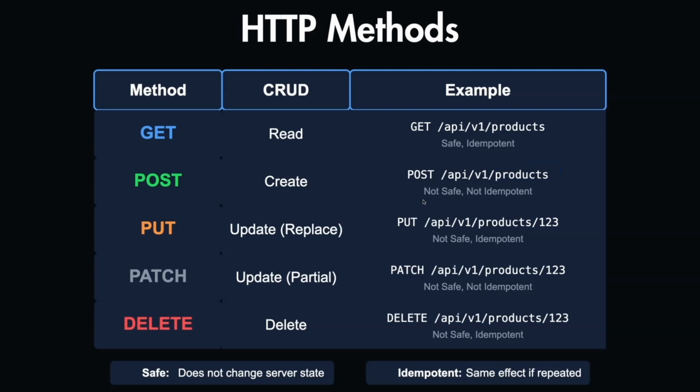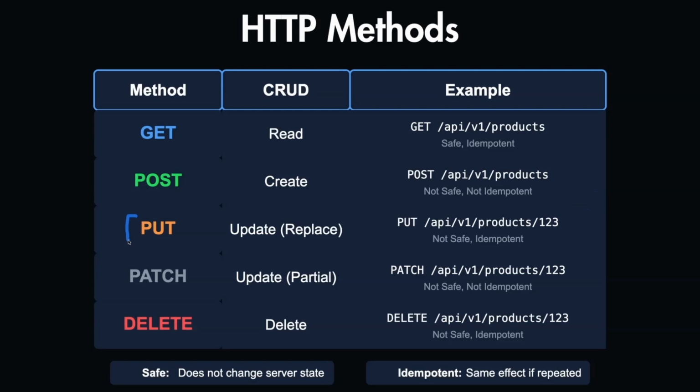These types of requests change the state of the server. They are adding a new item and also they are not idempotent, which means that they are creating a resource. So the first time you create a resource, you will get the ID of the first item that you created. The second time you create it, you will get the ID of the second one and so on.